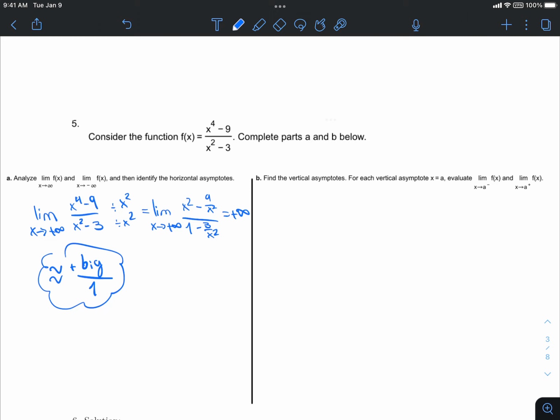Okay? The same will happen when x goes to minus infinity. So I'll just save a little time and say it's the exact same procedure. So there's no horizontal asymptote.